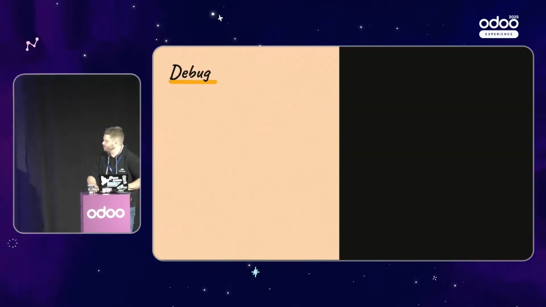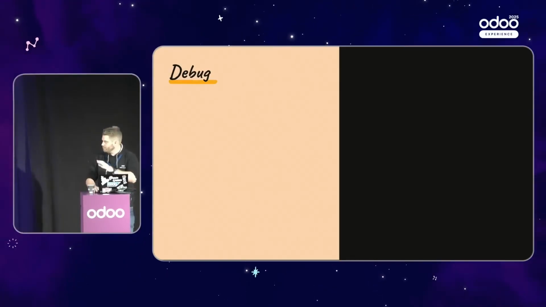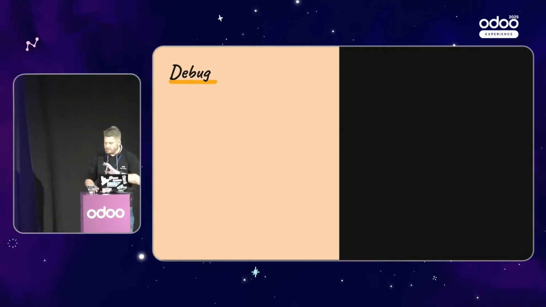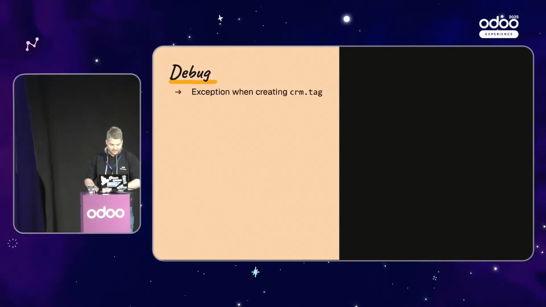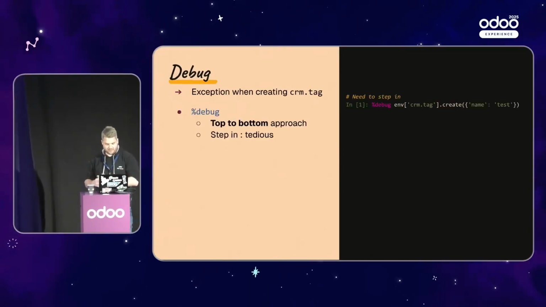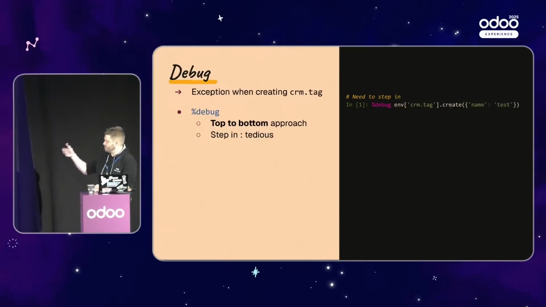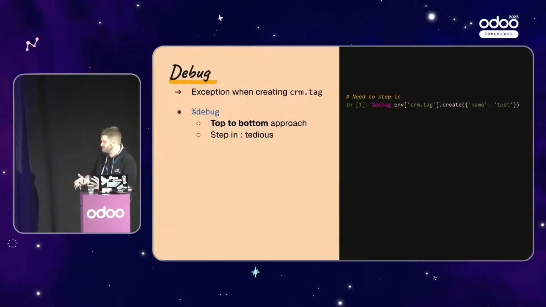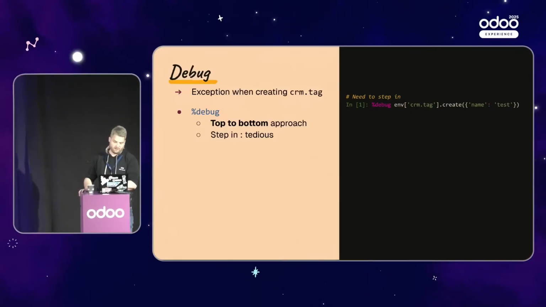So debugging. Let's say we have an exception when creating a new CRM tag. I will show you now 3 ways to debug that, thanks to magic built-in IPython commands again. So we can use the magic command debug, which is a top-to-bottom approach. And so it's stepping to reach the point that you want, and it can be a bit tedious depending on the size of your call stack, of course.